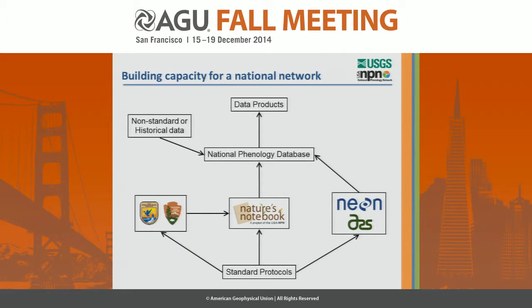We've built a National Phenology Database, also very complicated. It's ecological data, 53 tables in our database, and then we produce standardized data products. We work with other collaborating organizations like Fish and Wildlife Service or Park Service, who use Nature's Notebook, or NEON or ARS, who don't use Nature's Notebook, but they use the standard protocols, and I'll talk more about that in a minute.